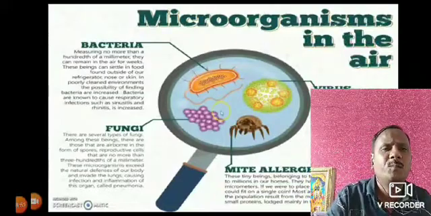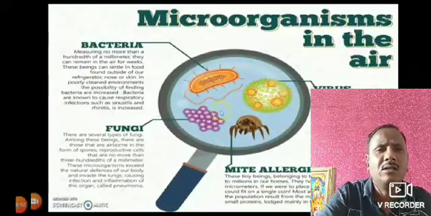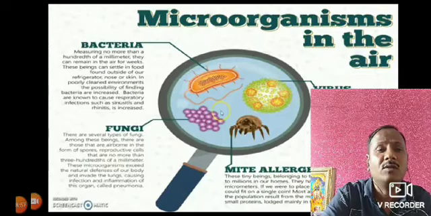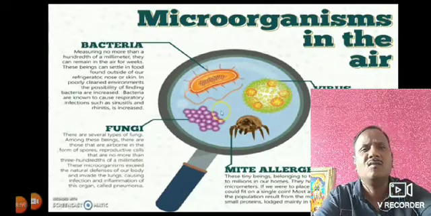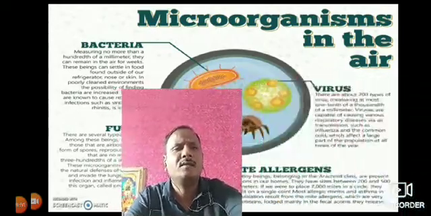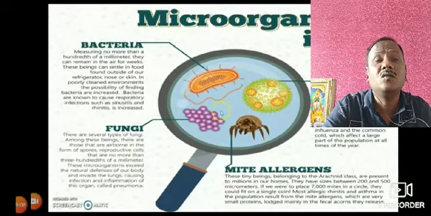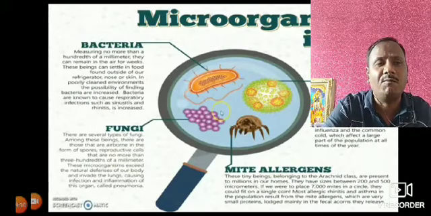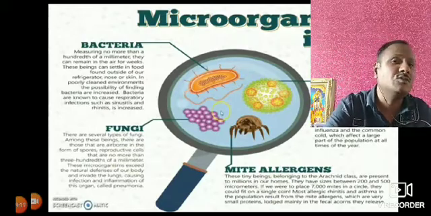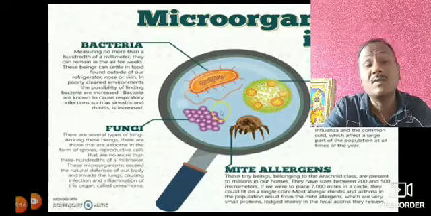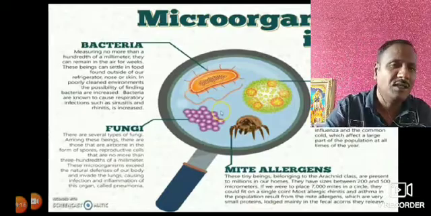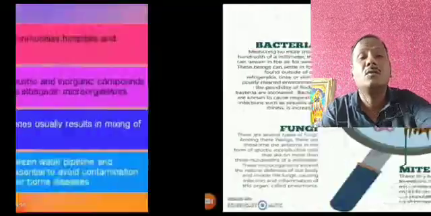So this is the picture that shows which microorganisms are especially present in the air: bacteria, fungi, then the viruses and allergens. This picture shows that these are the types of bacteria which are generally present in the air, and during the rainfalls, they get mixed into the water.